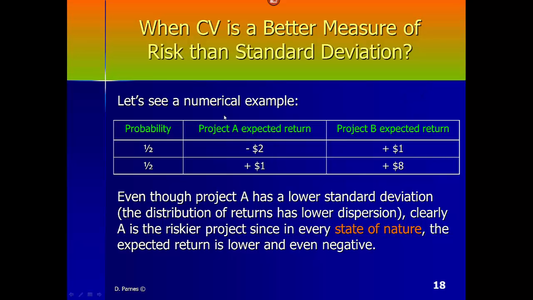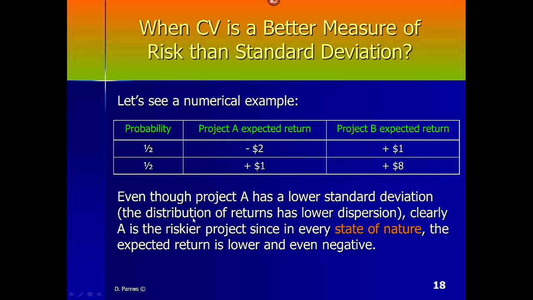Nevertheless, clearly project A is more risky than project B for two good reasons. One, first of all, on project A you can lose money. On project B you cannot even lose money. You earn money either way. But in addition to that, you can also say that the best case scenario in project A is the worst case scenario of project B. You can earn at maximum $1 on project A, and that's the minimum that you can earn on project B.